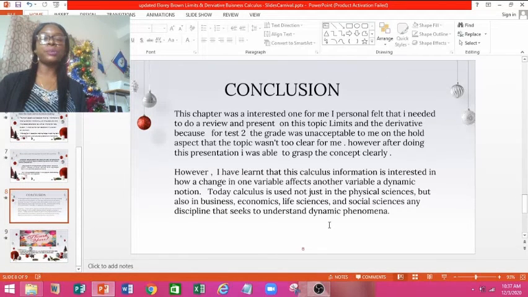My conclusion is this chapter was very interesting, and personally for me, I needed to go over this specific topic, because for test 3 the grade wasn't too simple, pretty good. However, after doing this presentation, I was able to grasp the concept clearly. I've learned that calculus is interested in how the values change from one aspect and affect another. Today, calculus is not used only in physical science, but social science, like I already mentioned, economics, life science, any discipline that seeks to understand the phenomena of the environment.